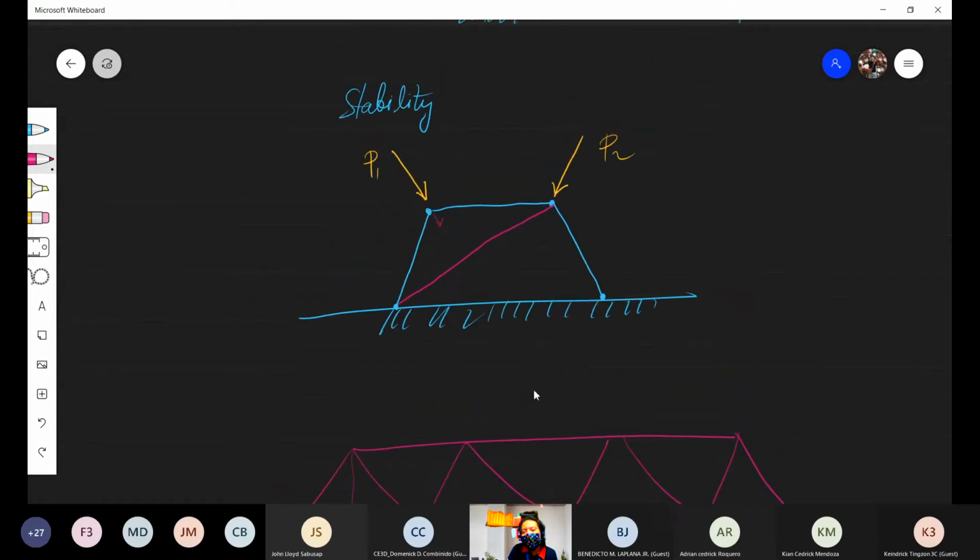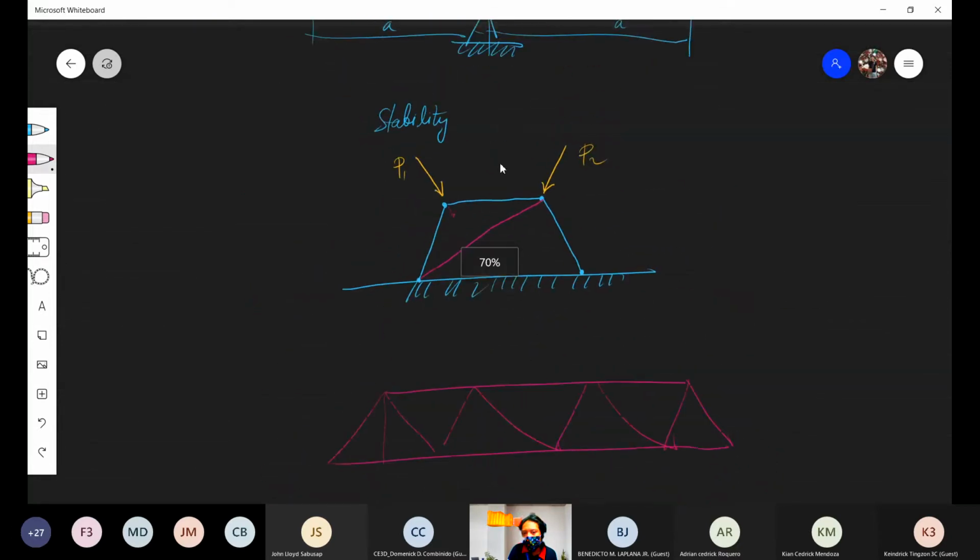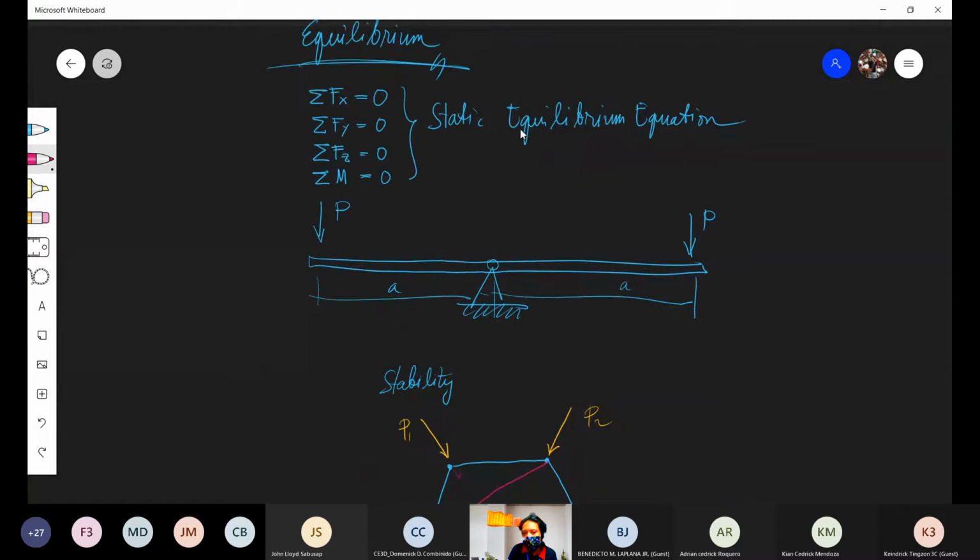So, that's what I'm trying to point out here, the state of equilibrium and the state of being stable, or stability.